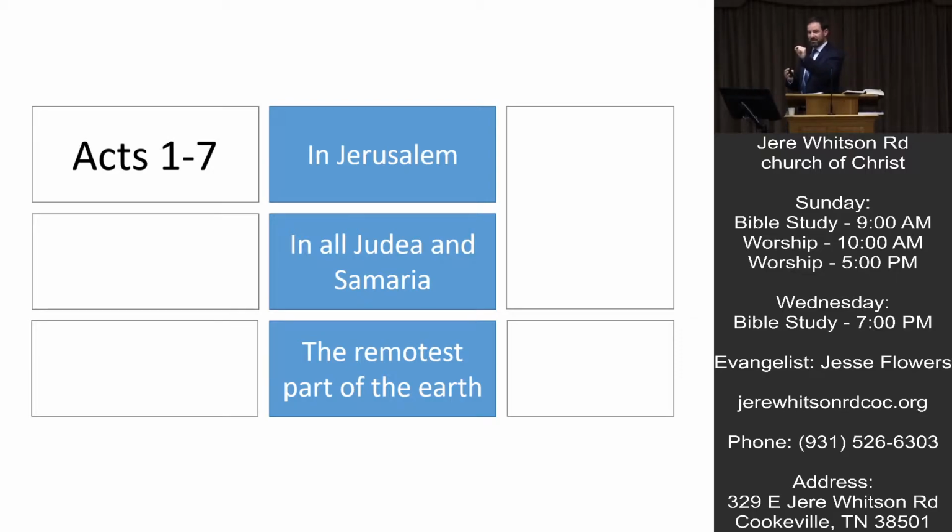Persecution, right? The very specific event is the stoning of Stephen. After Stephen is stoned, that's chapter 7. You got some alliteration there. Stephen, stone, 7. That's how I remember it. Then the gospel is going to spread.